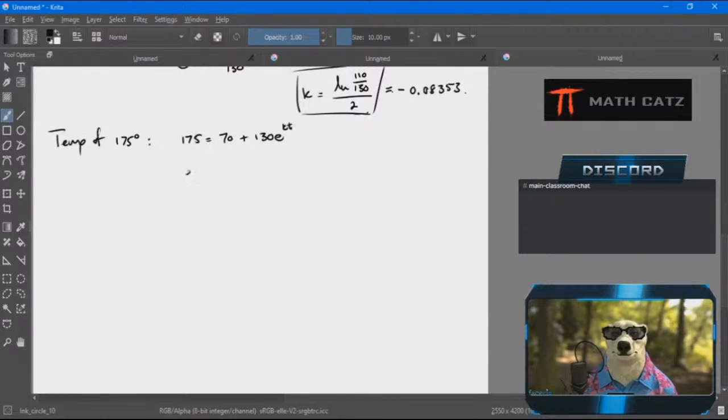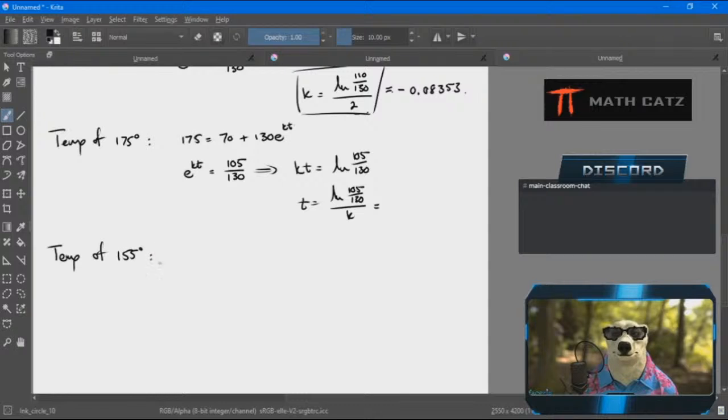So let's do that a little bit faster. e to the kt, isolate that first, so it's going to be 175 minus 70, so it's going to be 105 over 130. So therefore kt is the natural log of that, and t is therefore natural log 105 over 130 over k. So let's just write these out before we solve them. I don't want to ruin the surprise. I also want to know when the temperature is 155. That's the end of my window.